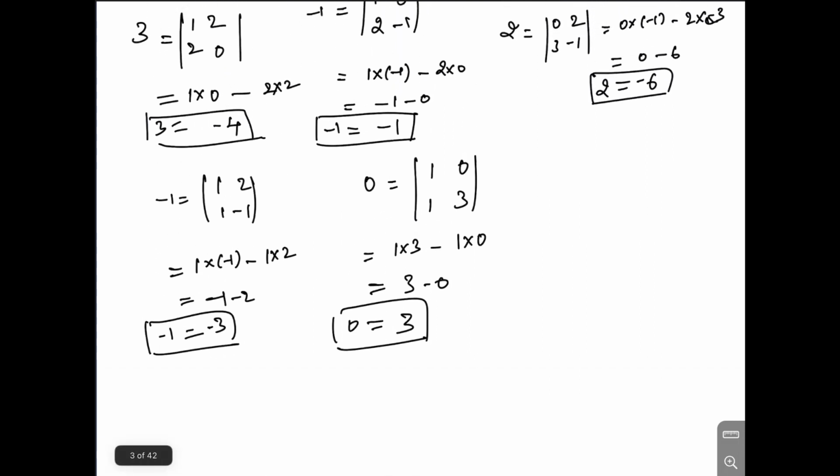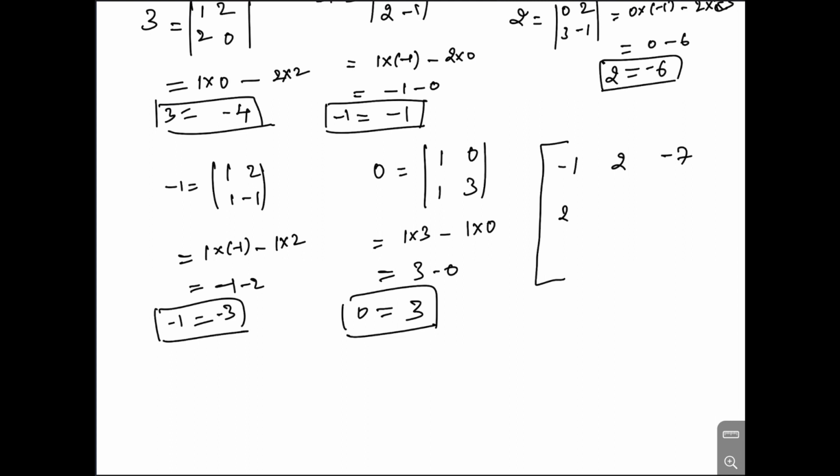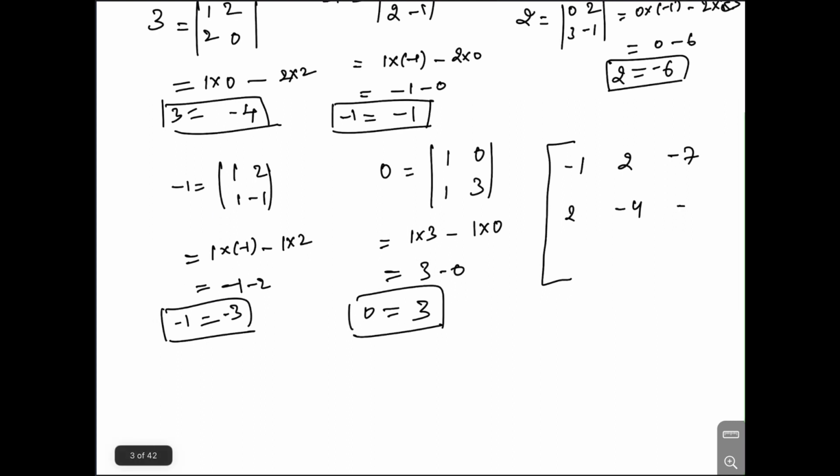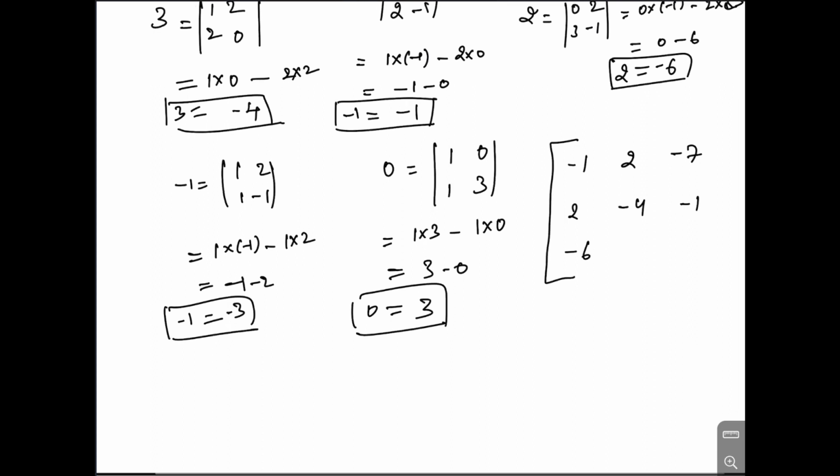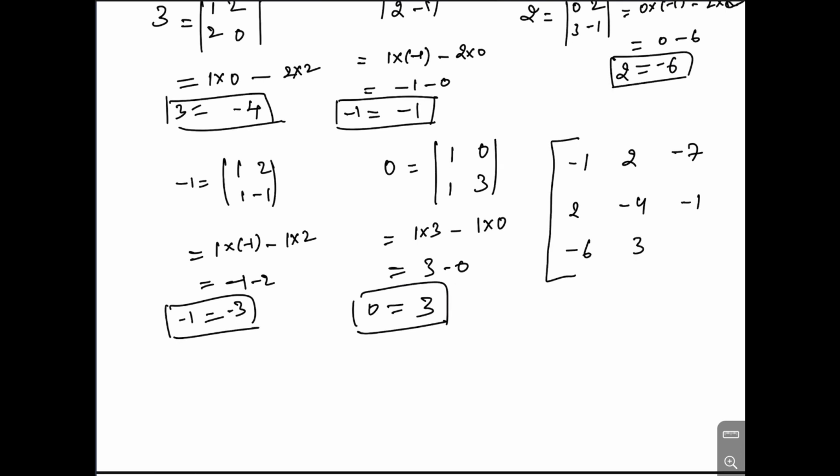Now let's write all the values. So here we got minus 1, 2, minus 7, here also 2, minus 4, minus 1, minus 6, minus 3, at last 3.